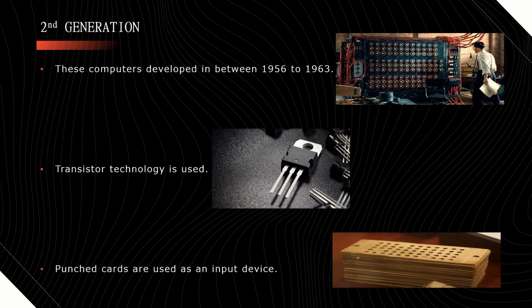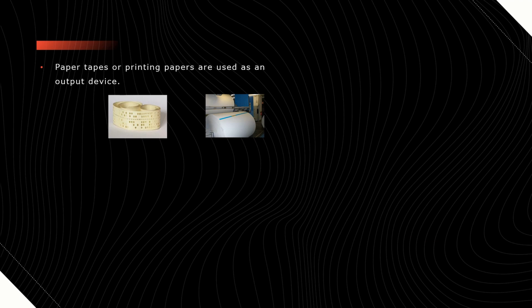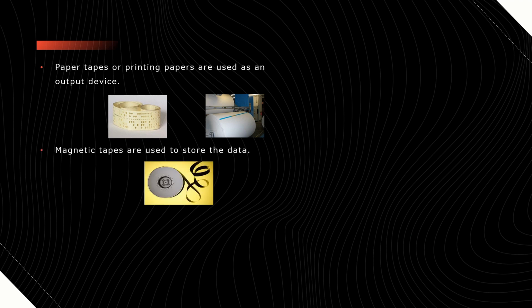Here also, puncher cards are used as an input device. Already we have discussed about these puncher cards in first generation only. Paper tapes or printing papers are used as an output device, so the results can be displayed by using these. For external storage, magnetic tapes are used. At that time also, mouse, monitor, keyboard, CPU are not there.